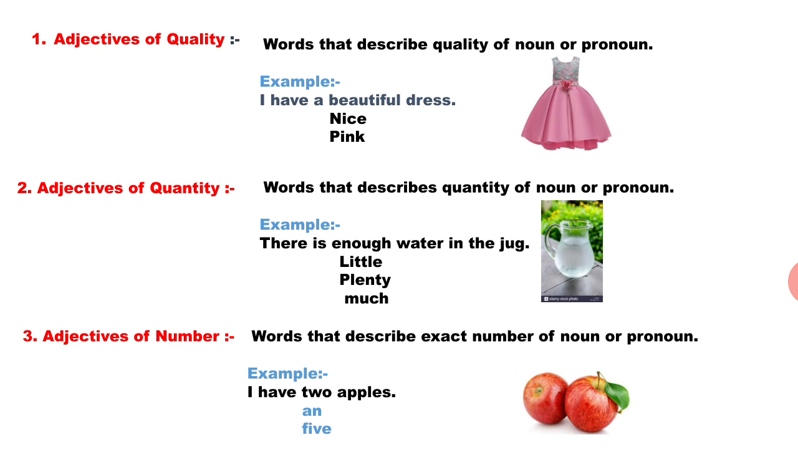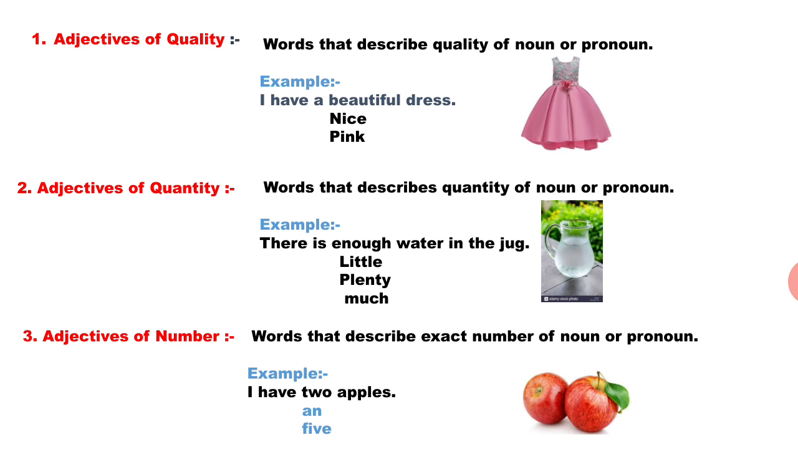So if you want to add more information about that sentence, how will you do it? There is little water in the jug, there is plenty of water in the jug, there is much water in the jug. So enough, little, plenty, much, all these are the adjectives of quantity.